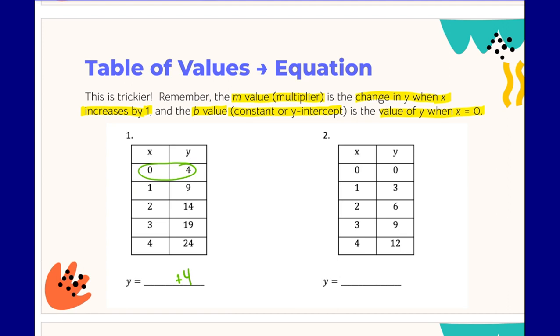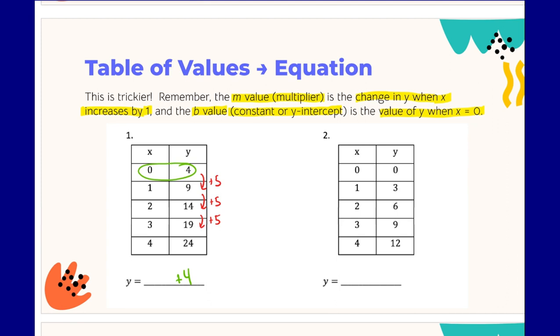Next, we have to find our multiplier. So what are our y values changing by? Well, we can see that they're going up from 4 to 9. That's an increase of 5. From 9 to 14, that's an increase of 5. From 14 to 19, again, an increase of 5. I could look at the last one, but again, I'm starting to see the pattern.